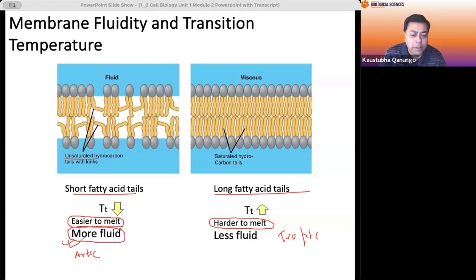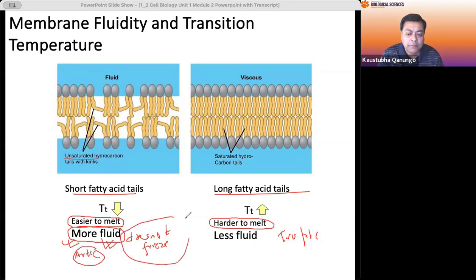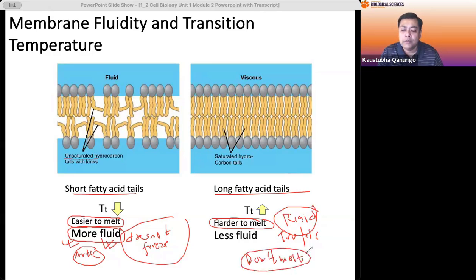This is more important. They like to keep the membrane supple so that it does not freeze. Easier to melt is fine for sure, but melting is not a threat for these people. You want to keep the membrane fluid enough so that the molecules can pass and it does not freeze. Whereas here, you want to keep them a little bit more rigid. You want them rigid to some extent so that they don't melt, which would compromise the integrity of the cell.